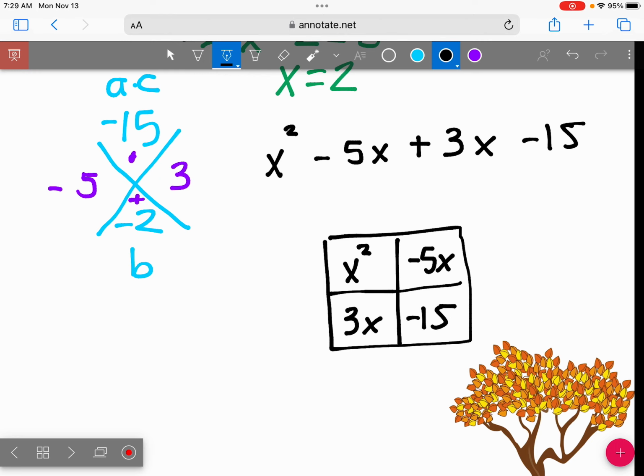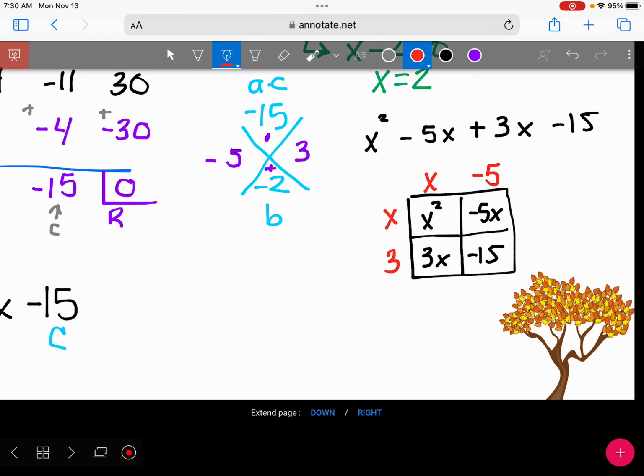With our x squared minus 5x plus 3x minus 15, I don't care which direction you go to factor it. Okay, there's benefits to all the different ways and there's holdbacks of all the different ways. The box takes up space. It's its downfall. So when we pull our factors in columns and rows, we have x minus 5 and x plus 3. So our factored form of this quadratic is x minus 5 and x plus 3.